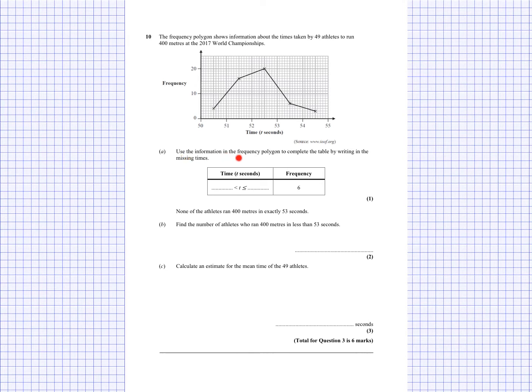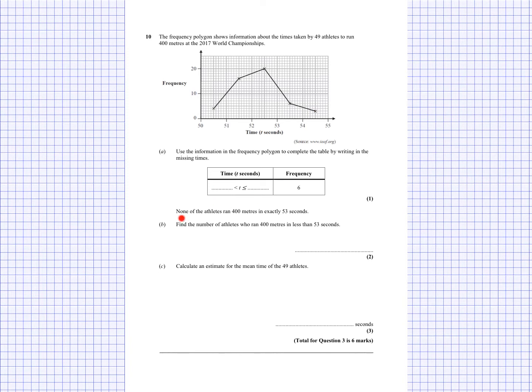So it says use the information in the frequency polygon to complete the table by writing in the missing times. So we've got 6 here, so we need to find where the 6 is. It looks like it might be one of these 3. And whichever one it is, for example, if it's this one, you're going to say 50 to 51. 50 is less than the time, which is less than or equal to 51. But if 6 is actually one of these ones, you have to say it for one of these. So it's 53 to 54 for this one, 54 to 55 for this one. So you have to choose which of those would go there.